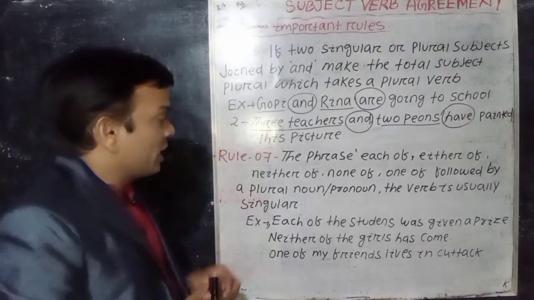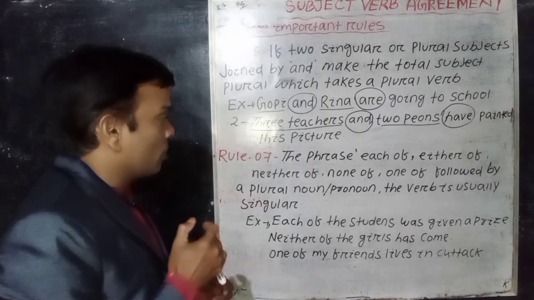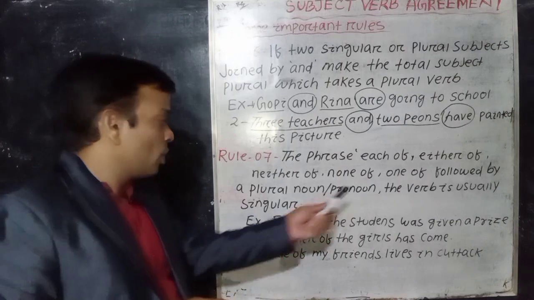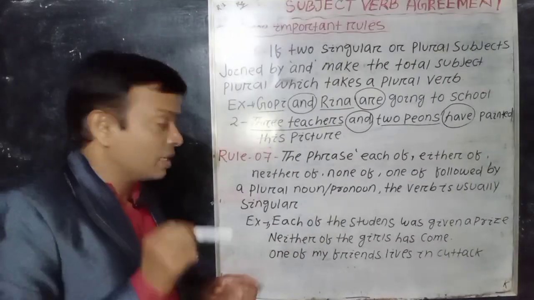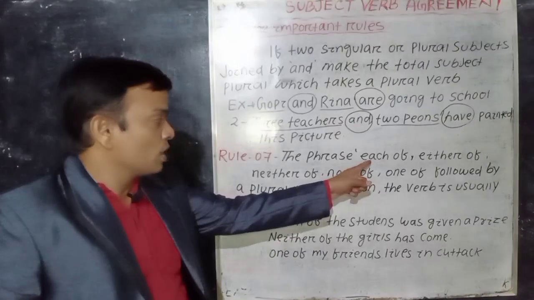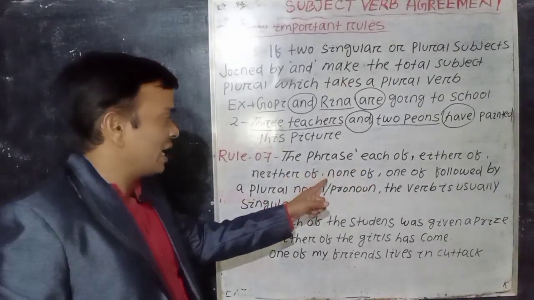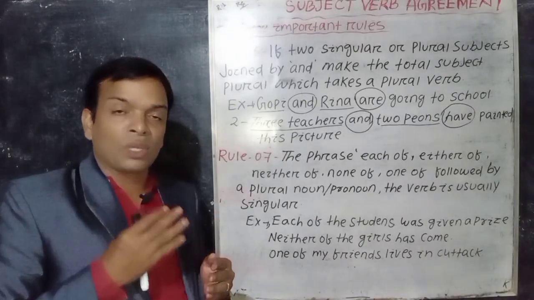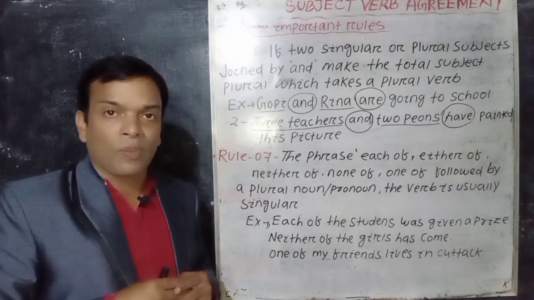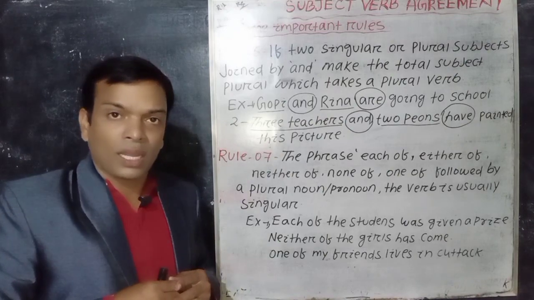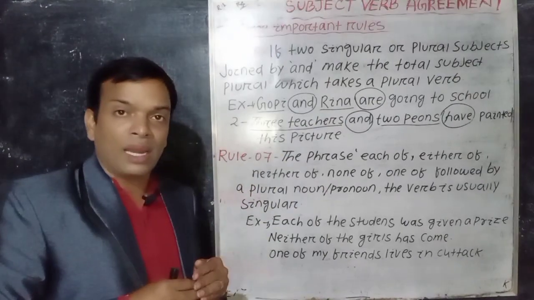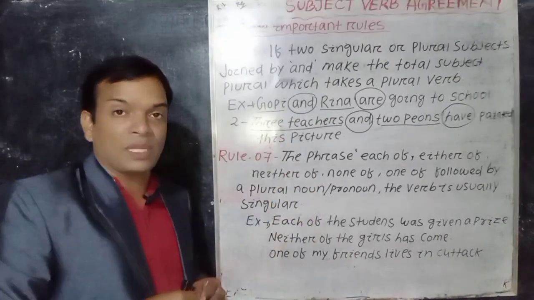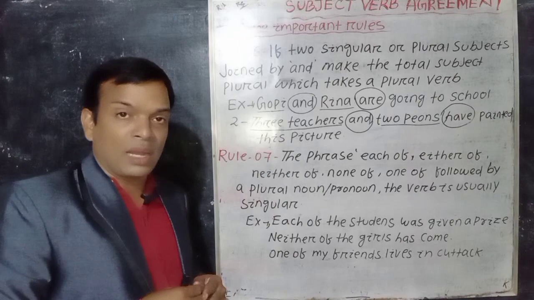Rule 7. The phrases each of, either of, neither of, none of, one of, followed by a plural noun or pronoun, the verb is usually singular. See, the particular phrases you should remember: each of, either of, neither of, none of, and one of. After these phrases you can always use a plural noun, but the verb is singular, as its meaning is singular, so we use the singular verb form after these particular phrases.